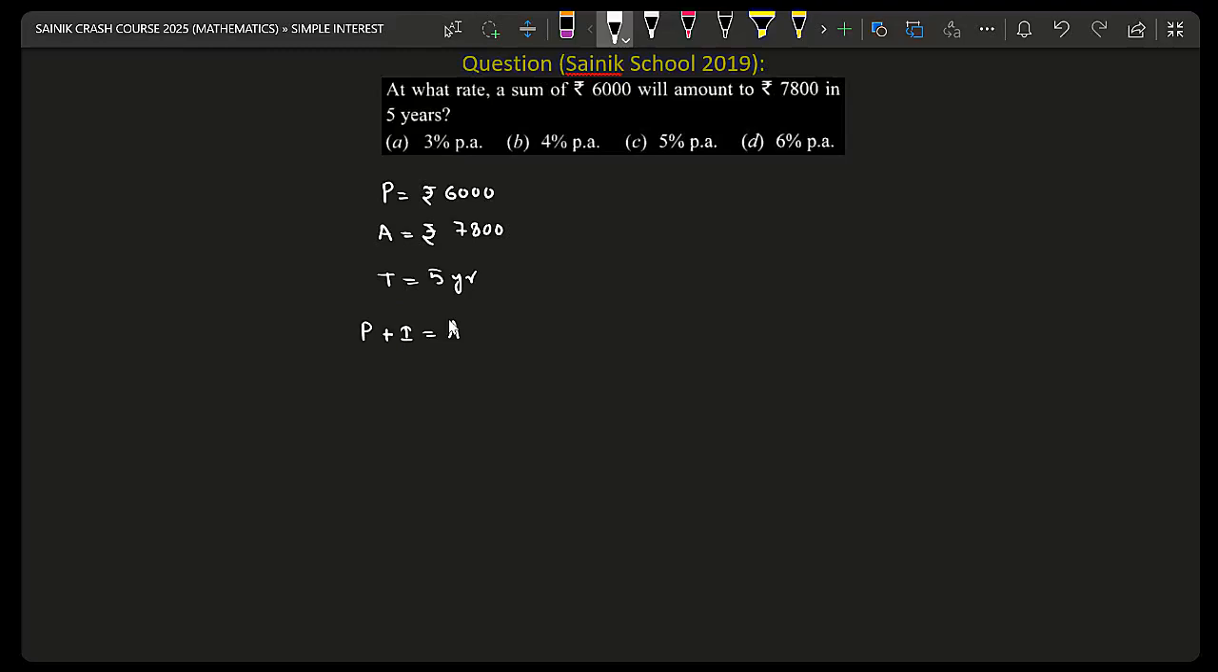Okay, now I want the interest from this. So transpose principal to the right side. Principal is adding on the left hand side. If you transpose, it will become subtraction. So I is equal to A minus P, right? Yes, sir. Now we can find interest.